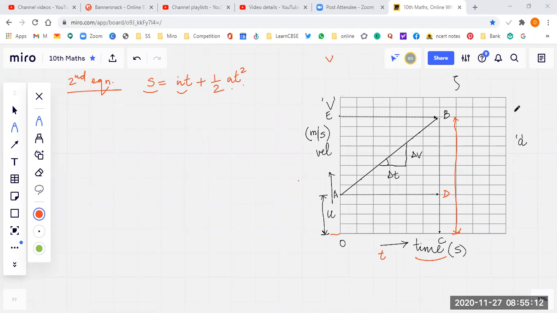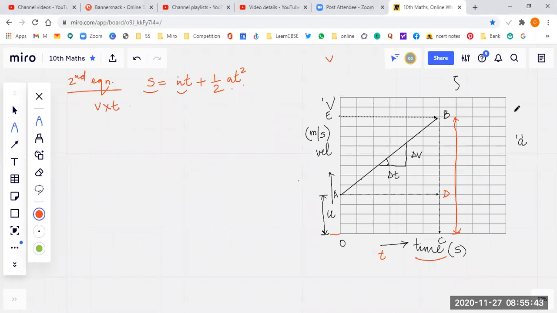Okay, students. So now I will derive the second equation of motion. Just now I told you what is the area under this curve AB. Any student can tell me what is the area under this curve AB? On the y-axis I have velocity. On the x-axis I have time. So the area under the curve will be the product of v into t.